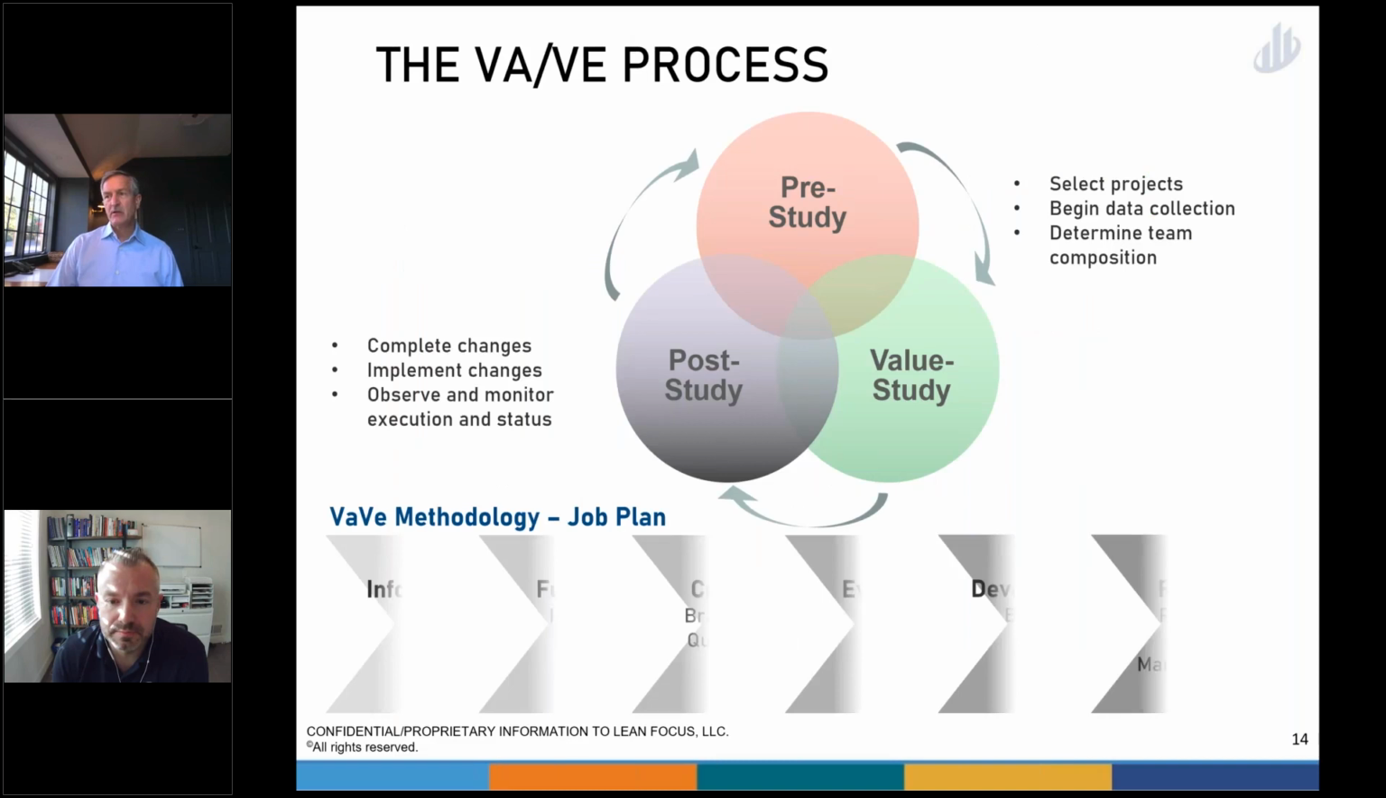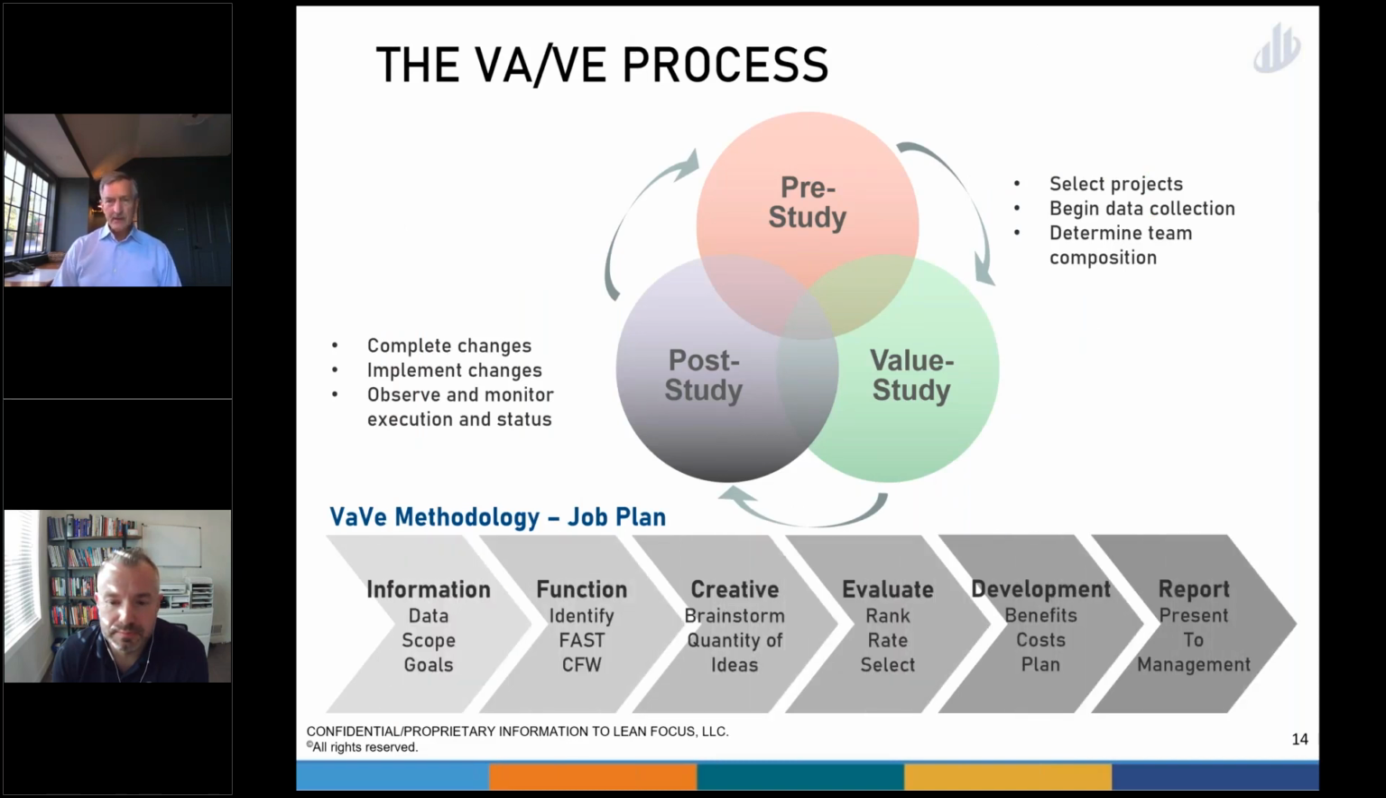Okay. So the overall process is, we go through the pre-study, selecting what projects we're going to look at, gathering some initial data on the bill of materials, the cost breakdown of that product, those types of things, determining who we need to be there from a team. And the team, in this event that I talked about, is often a cross-functional team. You want somebody to represent the customer, like a product manager, marketing, somebody as well. But you can also use outside people.